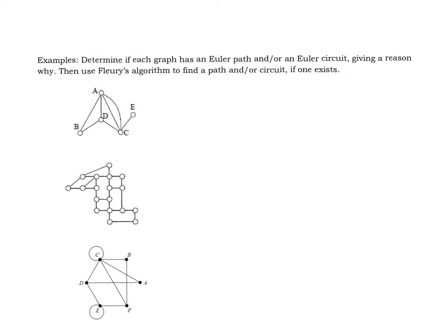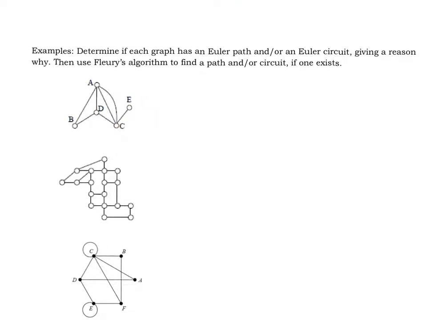So we're going to, first of all, use Euler's theorem to figure out if a path or circuit exists, and then find one if that's the case, okay? In these first two graphs, don't be alarmed that the circles aren't filled in. It's just the way the graph is drawn. Those are still vertices regardless, okay?